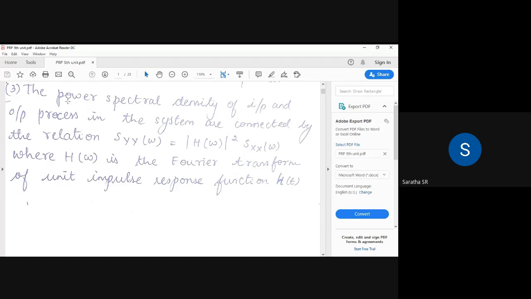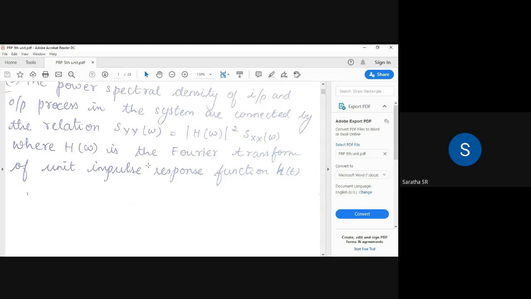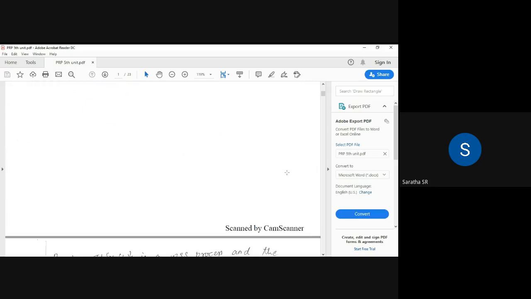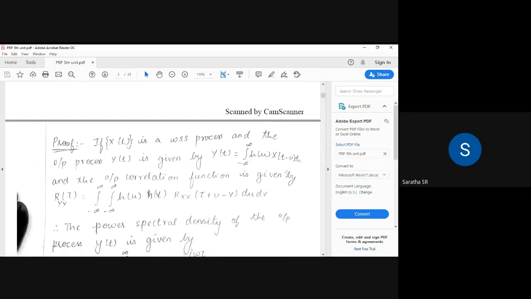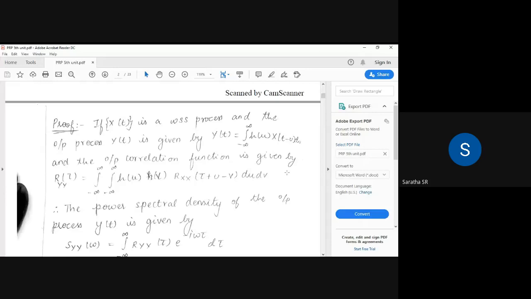The power spectral density of the input and output processes in the system are connected by the relation S_yy(omega) equal to modulus H(omega) the whole square times S_xx(omega), where H(omega) is the Fourier transform of the unit impulse response function h(t). We also call this function the system transfer function. So first we take the proof.